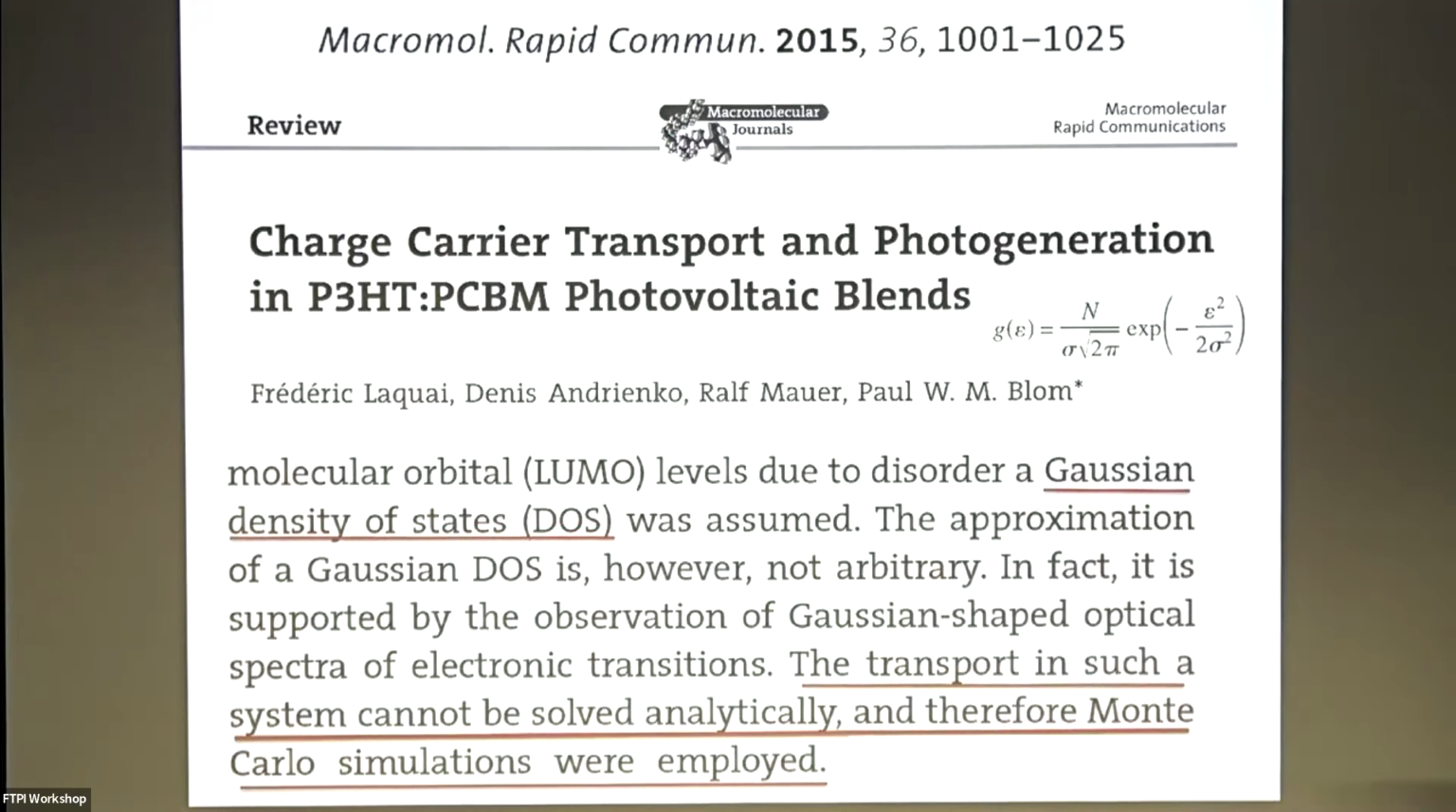What is known in this community? That the density of states is Gaussian. Two numbers will be important for us. N is the spatial concentration of localized states, so it controls the distance of hopping, and sigma is the energy spread of the distribution of these localized states. There is a strong belief in the community that this Gaussian density of states prevents analytical solutions, and therefore the only way to do theoretical physics is to simulate.